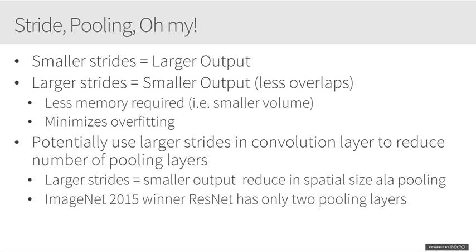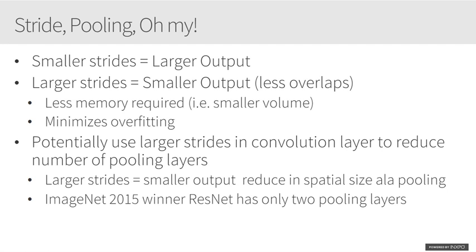All right, so let's see here. Okay, so if we were to put this all together for stride and pooling: smaller strides result in larger outputs, okay? Larger strides equal smaller outputs, which means less overlap. The great thing about larger strides is that less memory is required, okay? And it minimizes overfitting, okay? So that's a good thing. The downfall of larger strides is that you may overdo it and you might lose some information.